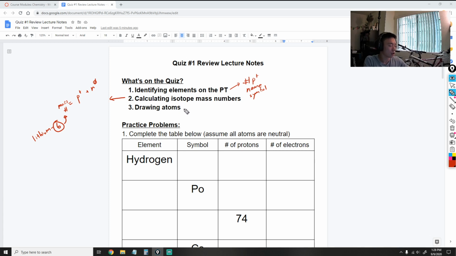Okay, so we'll go over all this in just a second, but just to give you a preview of what you need to know. Also, you need to know how to draw atoms, so just know that the protons and the neutrons are in the middle, so in the nucleus, and know that the electrons fly around the nucleus. Okay, so that's just kind of a brief overview of the things you need to know. But we're going to go through some practice problems, which are very similar to the ones you'll have on your assignment today and on the quiz. So it'll be very helpful for you guys. Okay, so let's jump right into it.